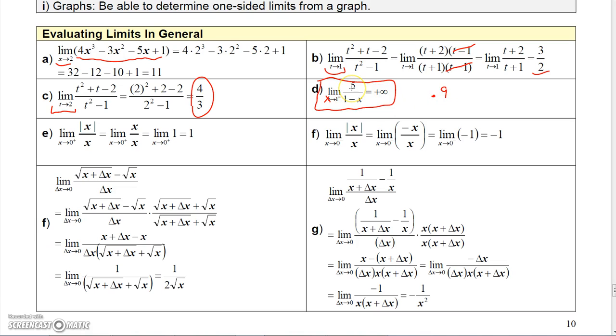So anytime you have a constant on top and the bottom goes to 0 in a one-sided limit, it's going to go to plus or minus infinity. You just have to do a little investigation to see.